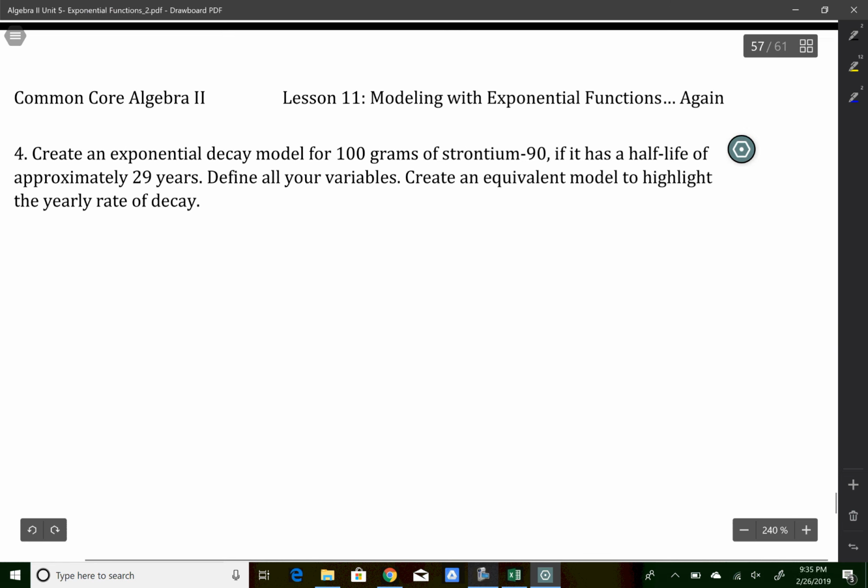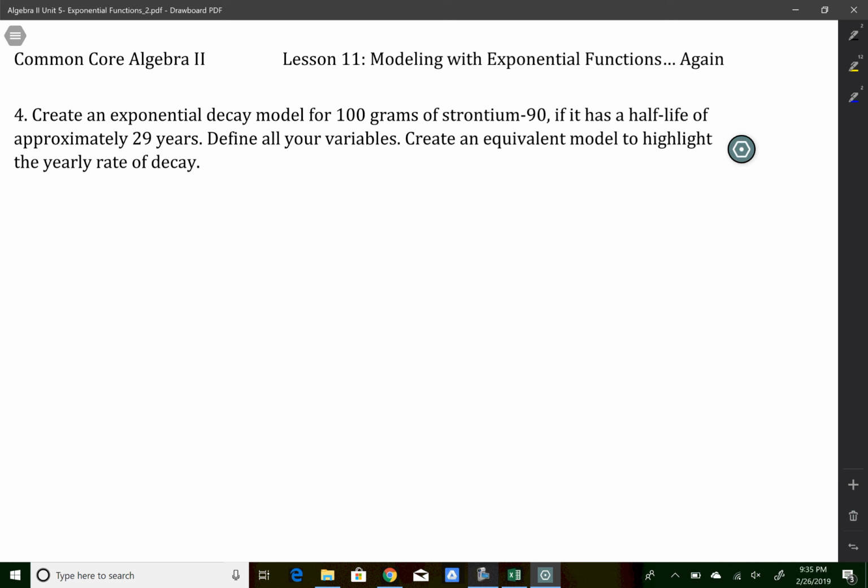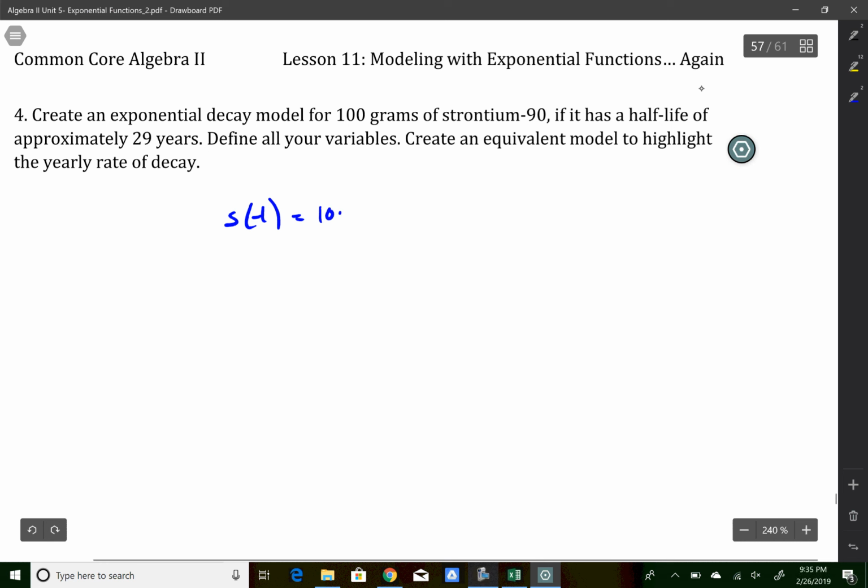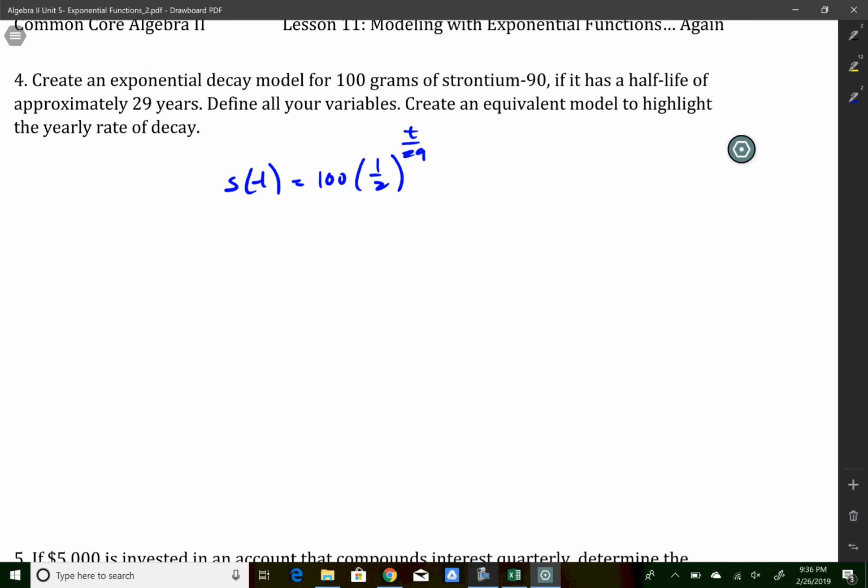We're done. Moving on. All right, so create an exponential model for 100 grams of strontium-90, which has a half-life of 29 years. Determine all of your variables. Create an equivalent equation to highlight the yearly rate of decay. So let's first make this model for the half-life. We'll call this S for strontium, S of t. We have 100 as my initial sample, half-life, and it's going to be the number of years divided by 29. Now that's our initial expression.